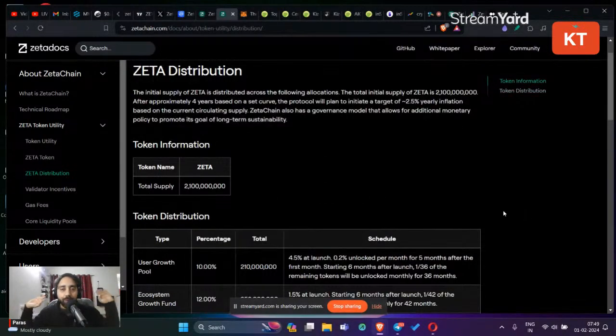It is used for the gas fee, for transactions, for rewards, for the disputing rewards, and also for the governance part. And of course, for cross-chain messaging, you need to use the Zeta token. So again, a lot of use cases of this token.